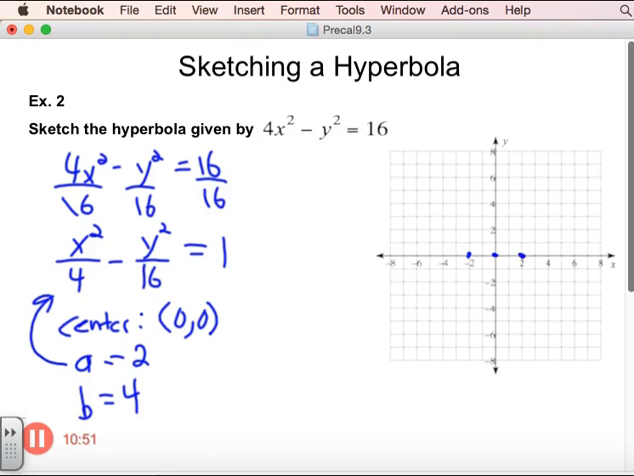Now, we haven't done anything with B yet. B is the points that, if you went up and down, is where you would put the points for B. So I'm going to go up 4 and down 4 and put my points for B. This is going to help us when we draw our hyperbola. So what you want to do now is make a box around these 4 points. I'm going to make just a dotted line box, not a solid one.